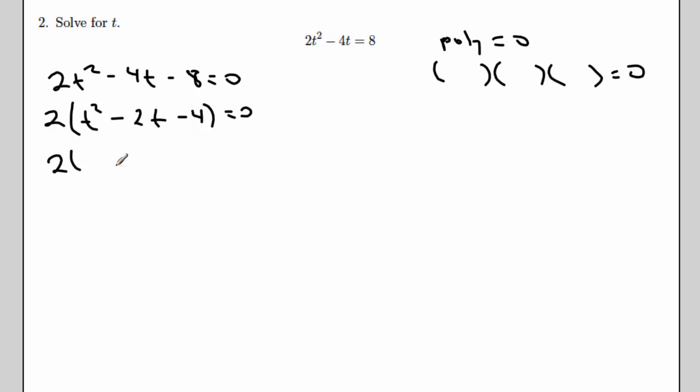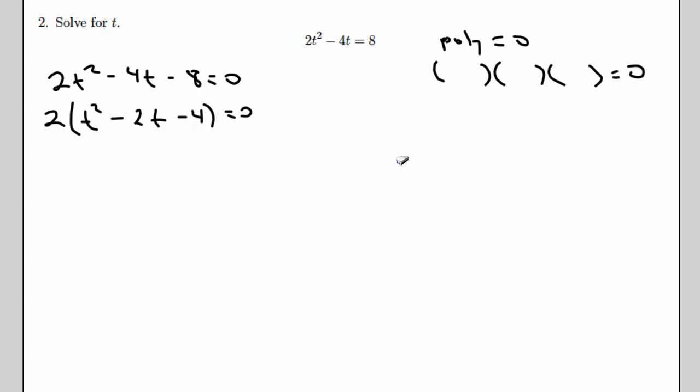And at this point, we realize that this is not going to work out. There are no whole numbers that would multiply together to be minus 4 and also sum to be minus 2. So we're not going to be able to factor this, which means our general polynomial strategy has sort of gone out the window.